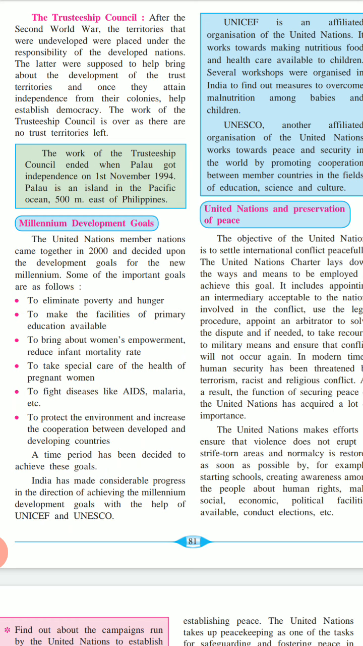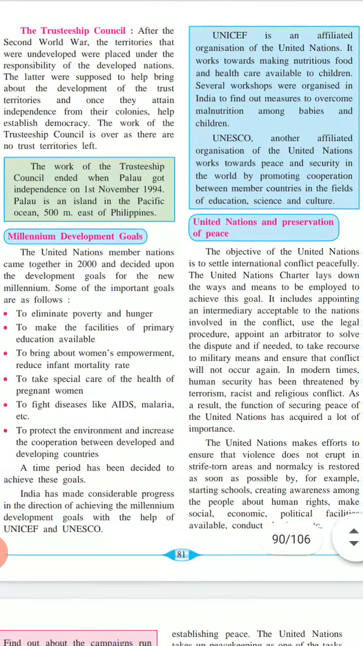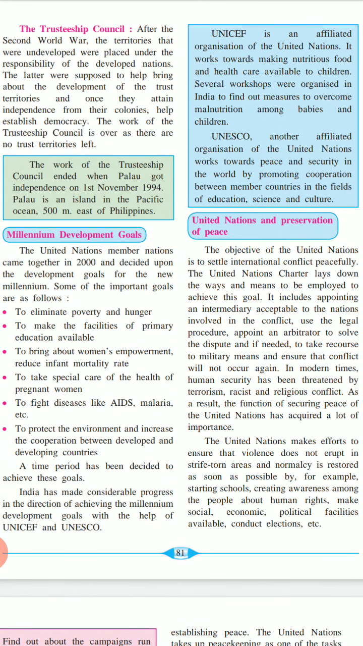So these goals were taken into consideration in the year 2000 to be achieved within the next time span of 1000 years, that is till the year 3000. A time period has been decided to achieve these goals. India has made considerable progress in the direction of achieving the Millennium Development Goals with the help of UNICEF and UNESCO. Students, a specific time duration was decided for how to achieve and when to achieve, and how many things we can achieve in this time span of 1000 years.